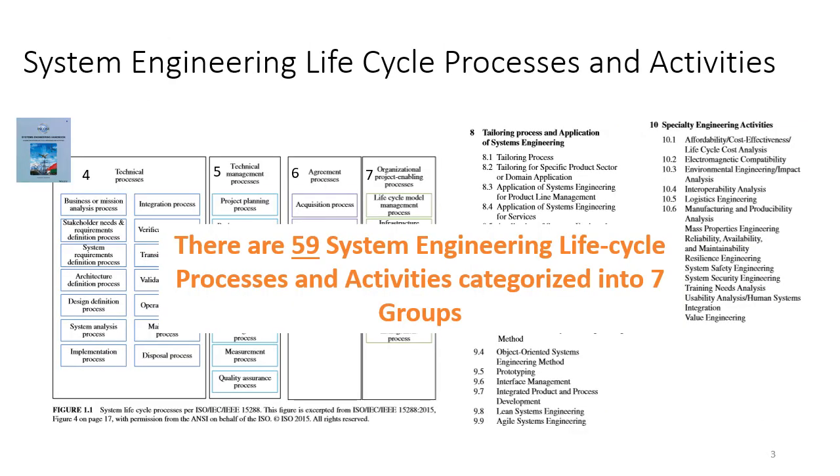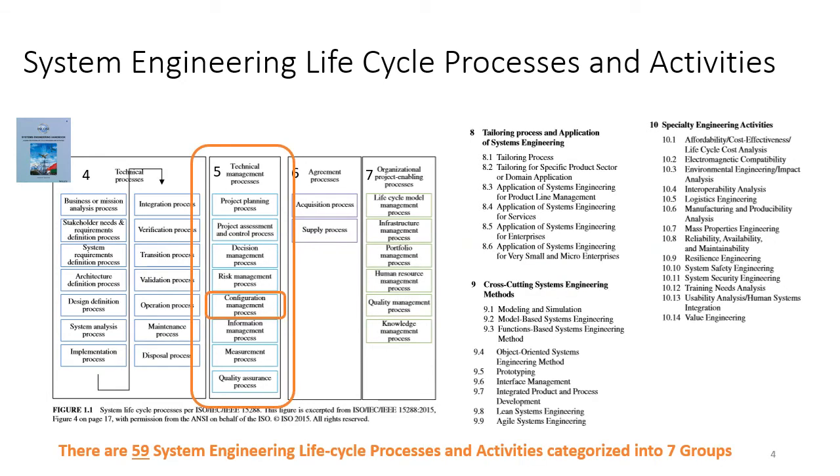The INCOSE System Engineering Handbook has identified 59 system engineering lifecycle processes and activities. These 59 processes and activities are categorized into 7 groups. The second grouping is known as the technical management processes. And the subject of this video is the 5th one down that list, the configuration management process.